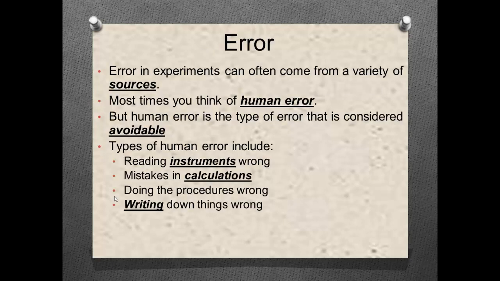So error in experiments can come from a variety of sources. A lot of times when we talk about error, we're thinking of human error. But human error is the type of error that's avoidable. So we can avoid making mistakes if we're careful enough. Some examples of human error include reading instruments wrong, making mistakes in calculations, doing the procedures wrong, writing things down wrong. We can avoid all four of those things just by reading things closer, making sure we understand the directions better, having people double check our calculations or our measurements, things like that. That will help us avoid error.